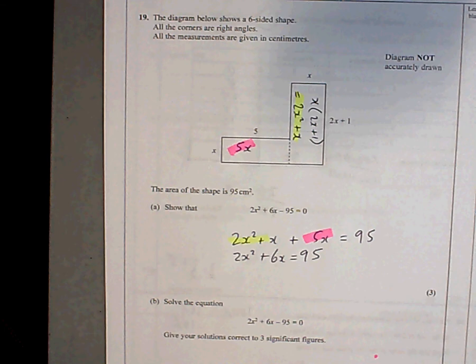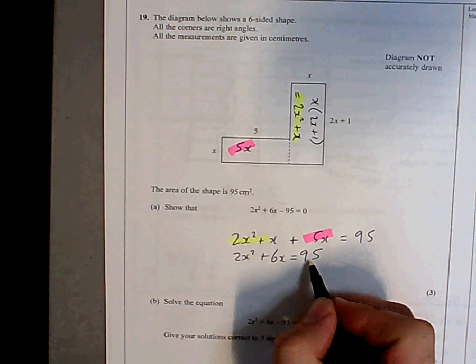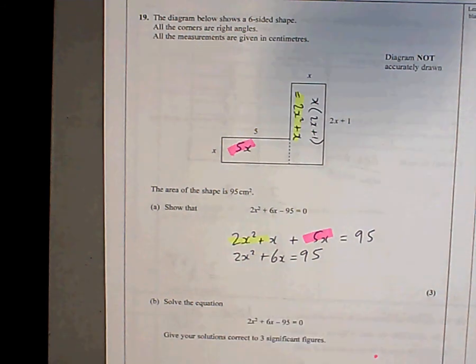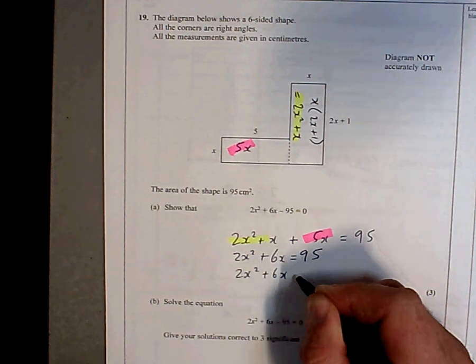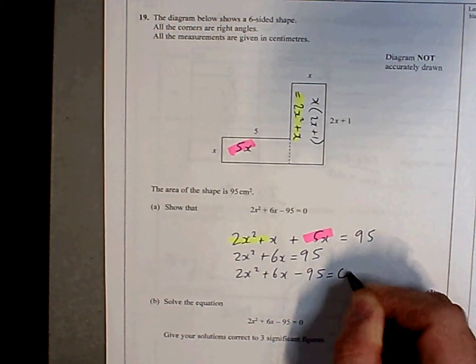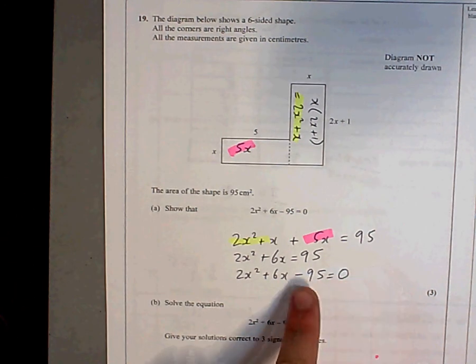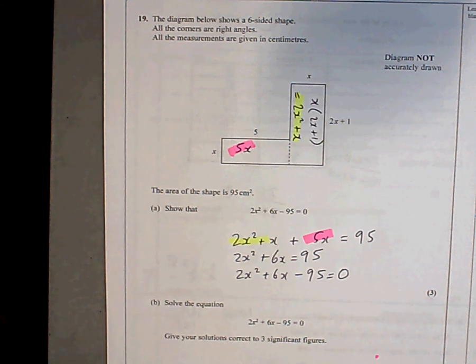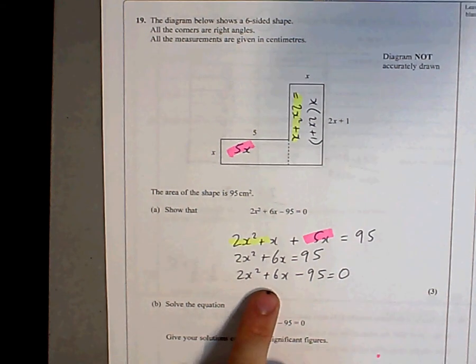We're nearly there. Now, what I'm going to do is take the 95 across the other side. On this side, I've got plus 95. I'm going to take away 95 to make sure it goes on the other side, or to balance the equation is what we're doing. And that is going to show that these equal 95. When I rearrange it, I get the quadratic they're talking about. Okay, they do ask this question a lot, and you've got to be familiar with what to do. So you've got to form the equation, rearrange it to what they want, and then you've done what they've asked.